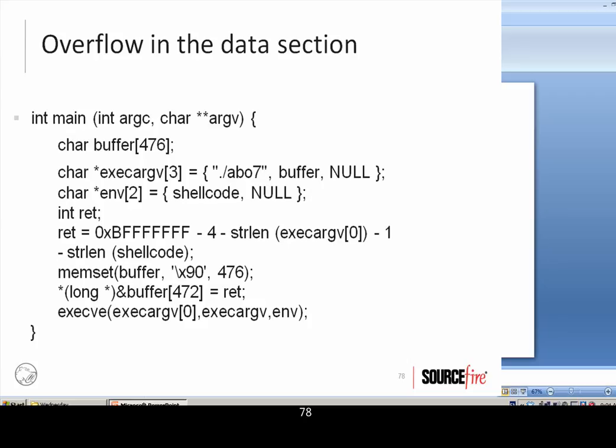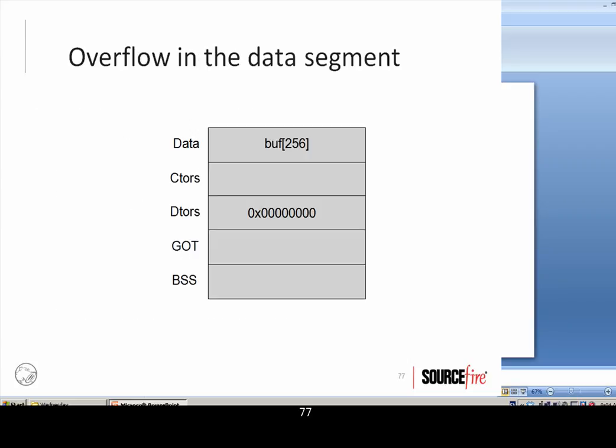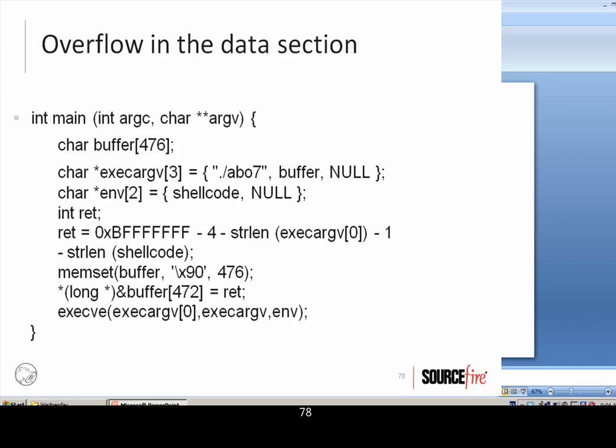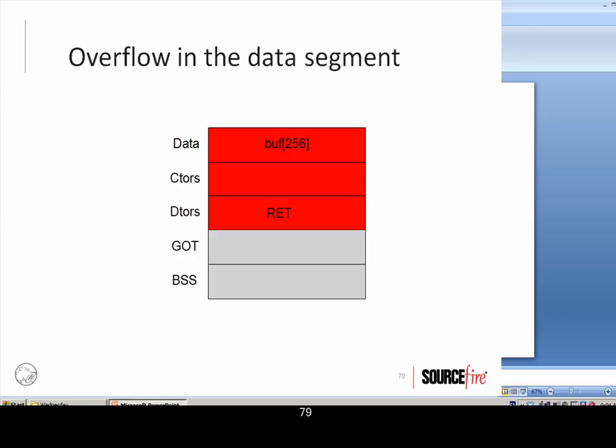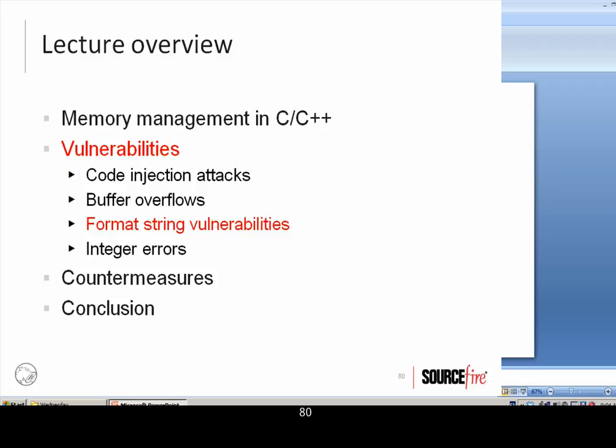So what we'll do is overwrite this, and at 472 is exactly where our destructor starts, and we'll overwrite that pointer with our buffer overflow. And so when the program exits, our code will be executed. So yeah, this is the graphical representation here. We overwrite all this and then we get here and our code executes. So that's it for buffer overflows.